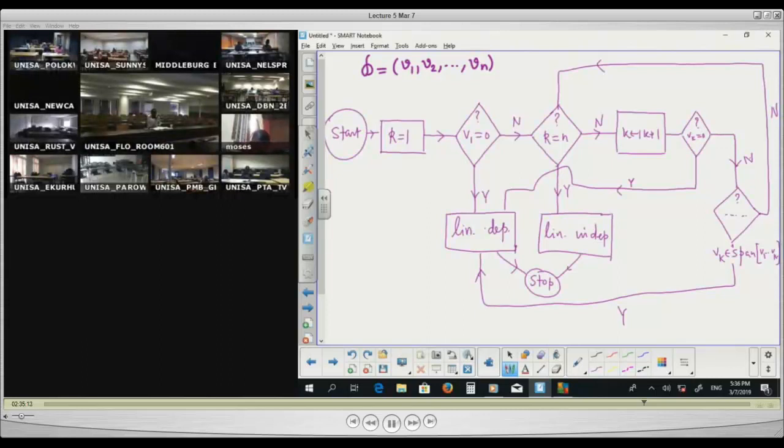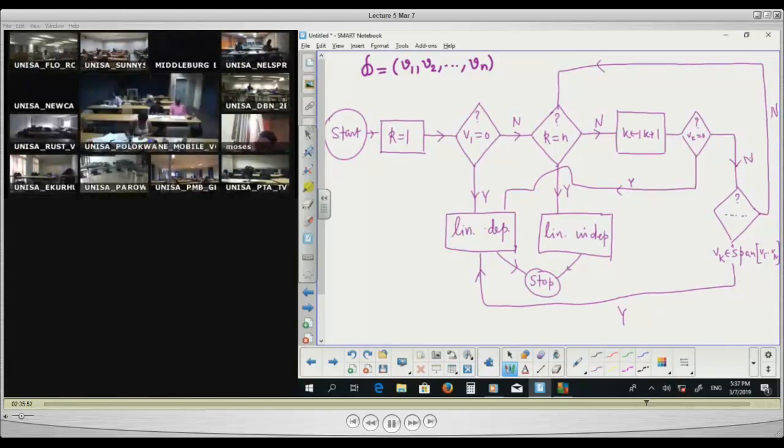No, I have another one, V3. So again, is V3 0? Yes, dependent. No. Is V3 a linear combination of V1 and V2? Yes, dependent. No, you go back again. So this is the algorithm. It runs through this algorithm, and after n stages, so at most it might require n stages to decide whether this list is linearly dependent or linearly independent.